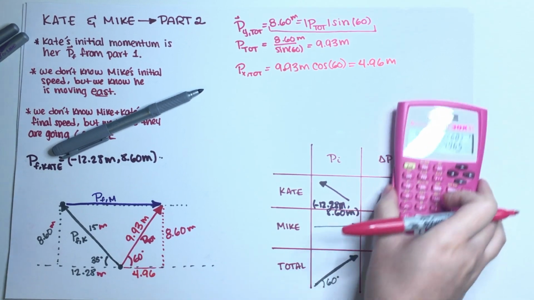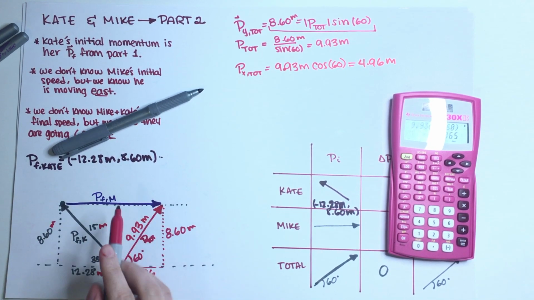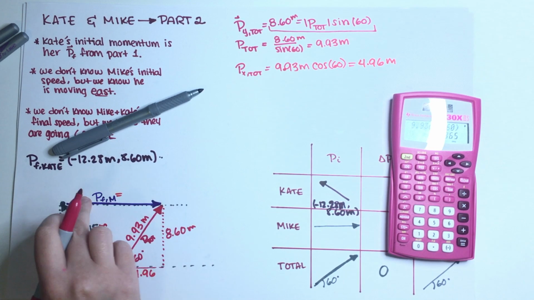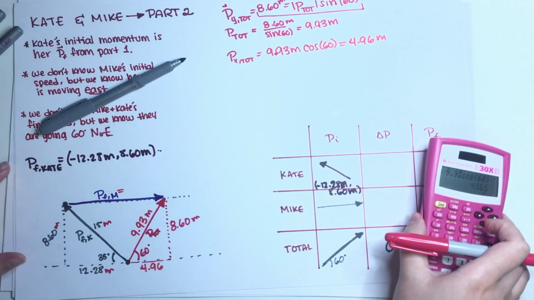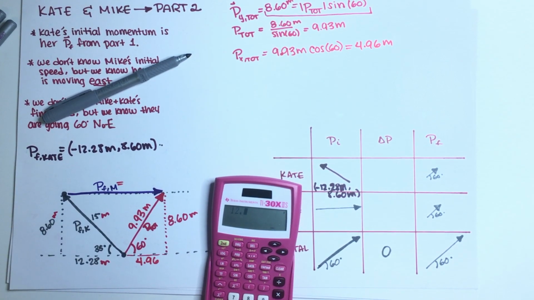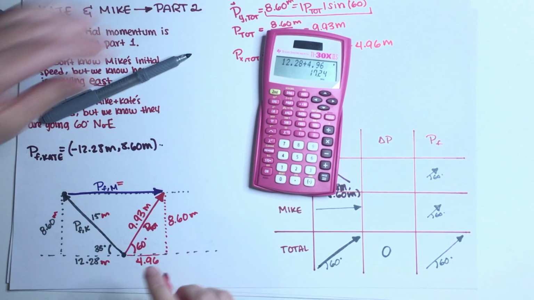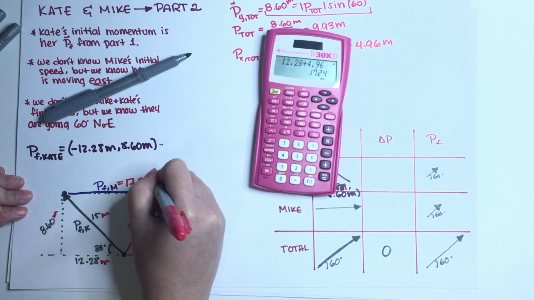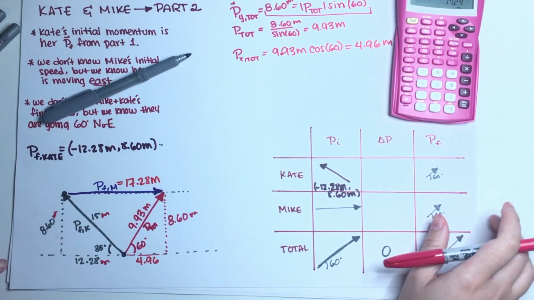And there we go. And that basically solves the problem of Mike, right? Because if you just look at the trigonometry of this problem, Mike's vector is just gonna be this chunk right here. So this 12.28 plus this 4.96. So I'm just gonna go ahead and add that. 12.28 plus 4.96. So Mike's vector is going to be 17.28 m.